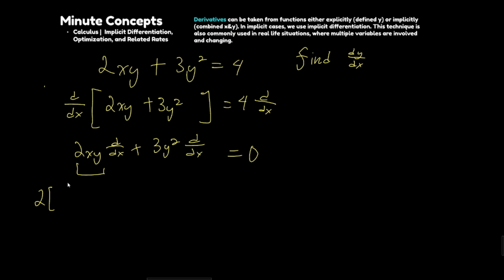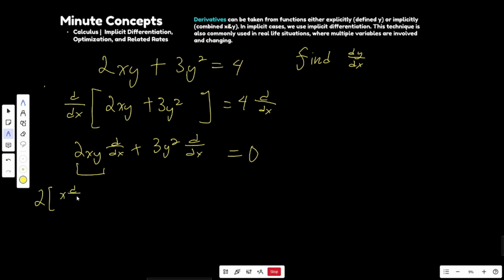Derivative of the first term times the second. So the derivative of x with respect to x is just 1. So we're just going to remove that, and we're going to make it 1 times y. And we're going to add this to x times the derivative of y with respect to x.